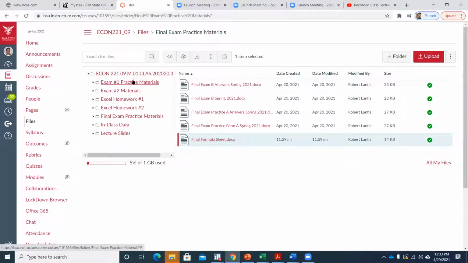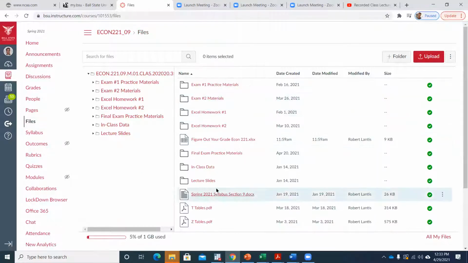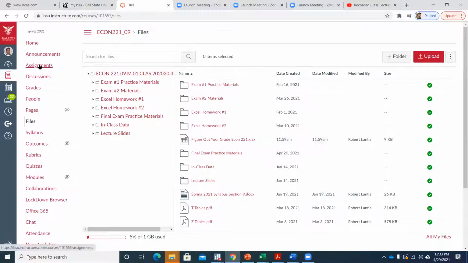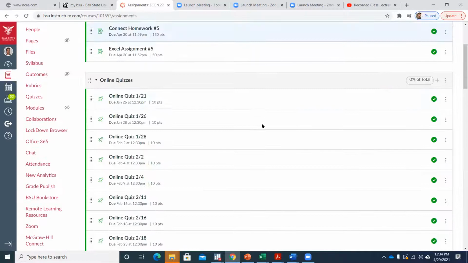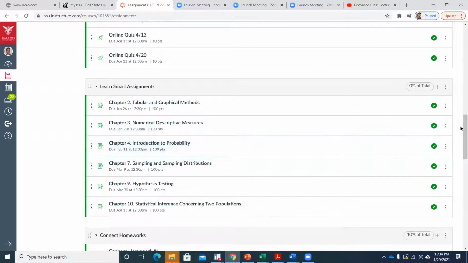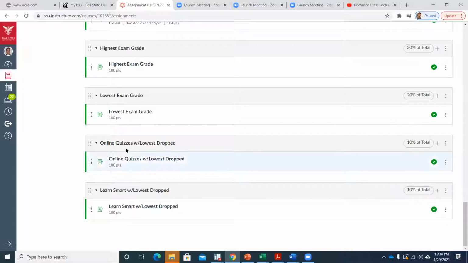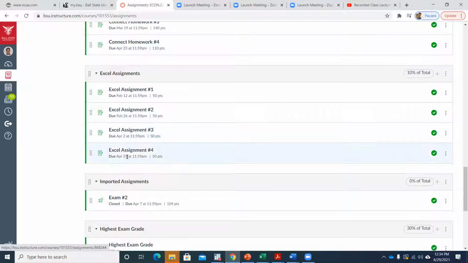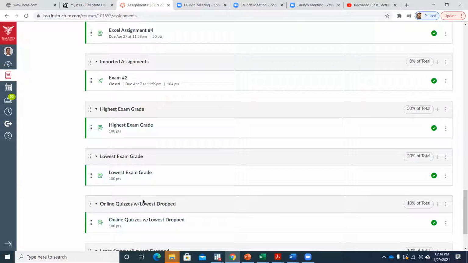And one final thing, if we go to files, there's this figure out your grade tool sitting there. If you open that up, it's going to look something like this. I now have on Canvas your old online quizzes and Learn Smarts, but because there are no more of those, I put up your grade for online quizzes with the 3 lowest dropped, which is what I said in the syllabus, and Learn Smart with the lowest dropped. These are going to be your grades in those categories. As I get the 5th Excel and Connect graded, I'll do a similar thing for the Excel and Connect assignments, dropping your lowest of each type, so you can see what your grade in those categories would be.